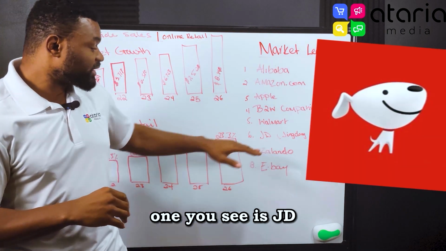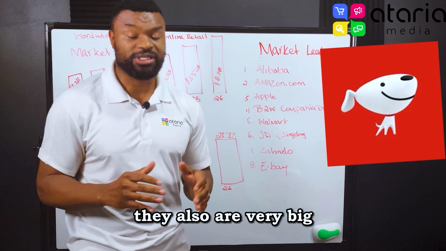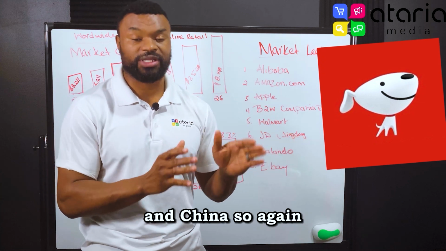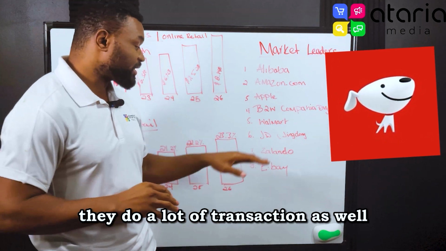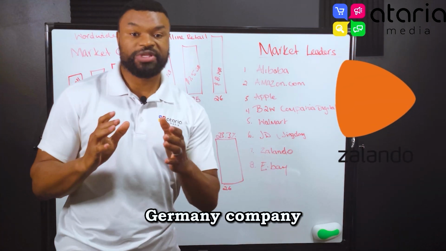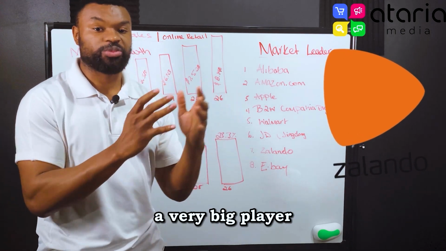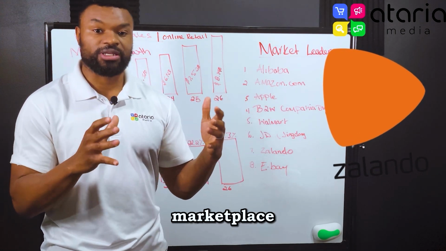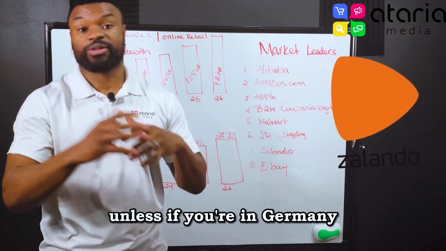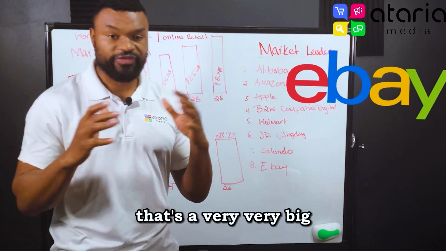So the next one you see is JD. This is Jingdong, which is a Chinese company. They also are very big, similar to Alibaba. They're a very, very big company in China. So again, they do a lot of transactions as well. This is Zalando, a German company. They're a retail company in Germany, so they're also a very big player in the online marketplace. A lot of people have not heard of them unless you're in Europe, in Germany, right? You've heard of them. eBay is another one that's a very, very big player.